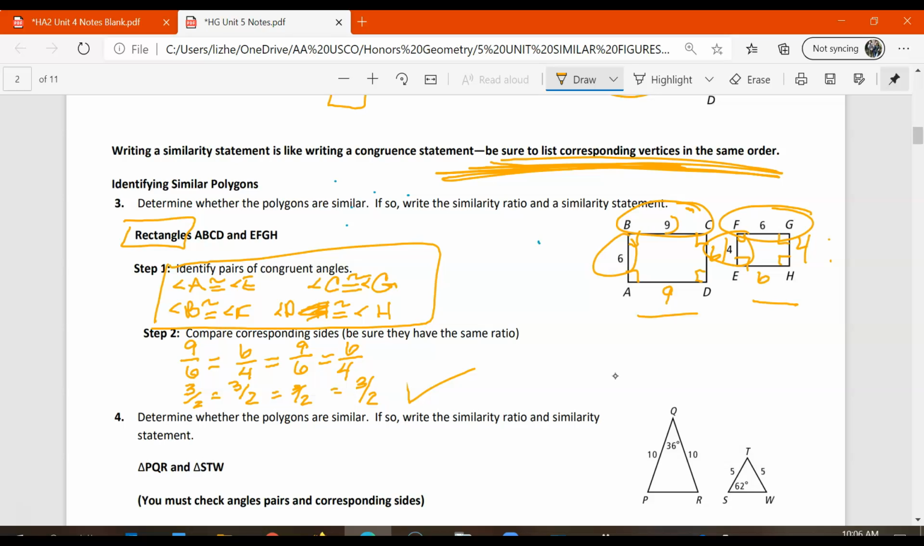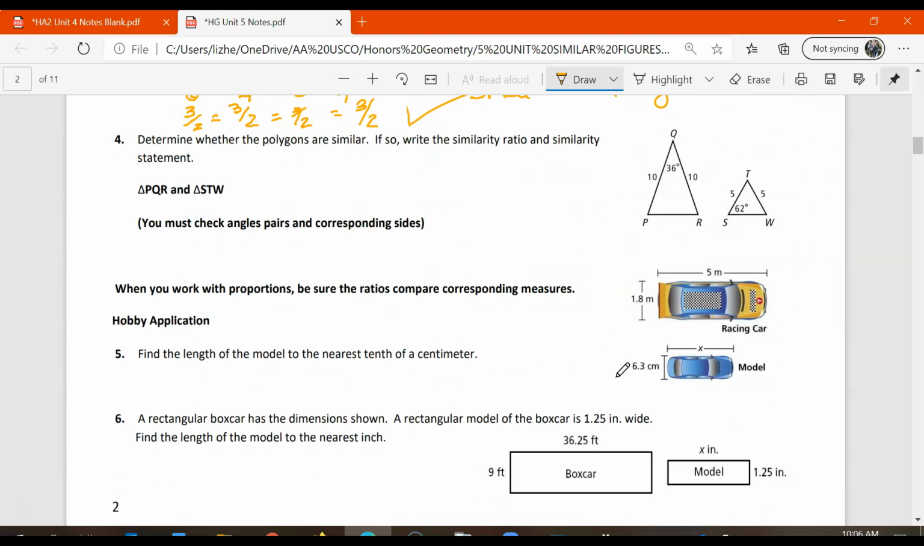And when I wrote this ratio, I just randomly did the large figure sides over the small figure sides. But I could equally do small over big. And then my similarity ratio would have been 2/3. So it just depends on how you start.